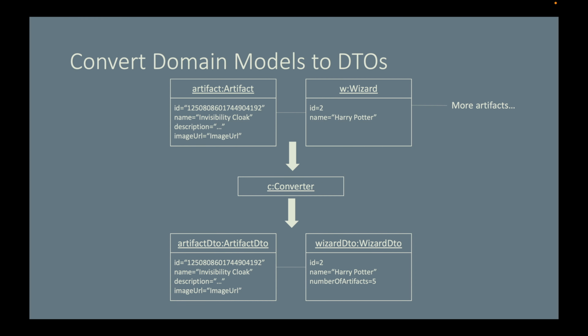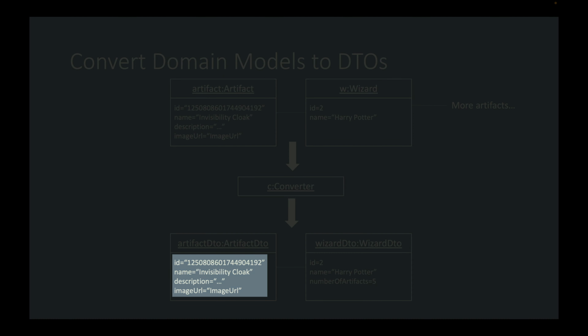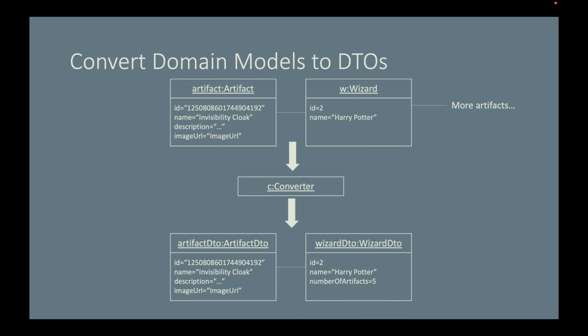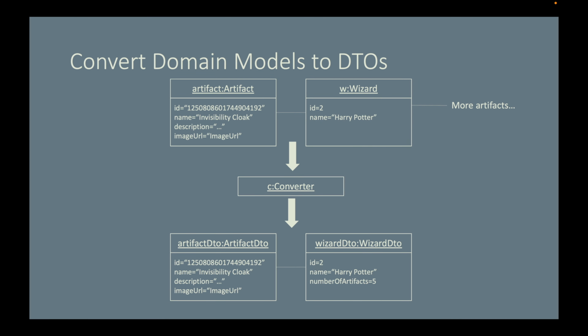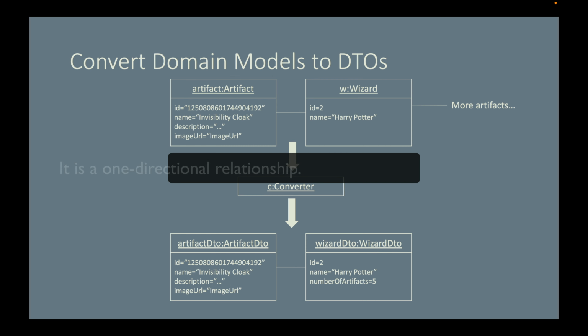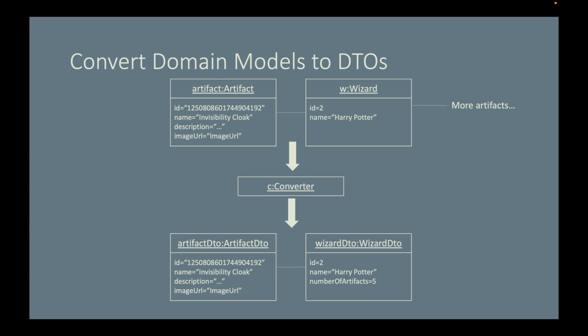Now in this case, if JSON is trying to serialize artifact DTO, it can serialize ID, name, description, image URL, that's fine. It goes to the owner wizard DTO, that's fine. Serialize ID, name, number of artifacts, and it stops there. Because wizard DTO is not referring back to any artifact DTO. This is how we prevent the JSON Infinite Recursion problem. So the controller will return the artifact DTO to the client, not the artifact.